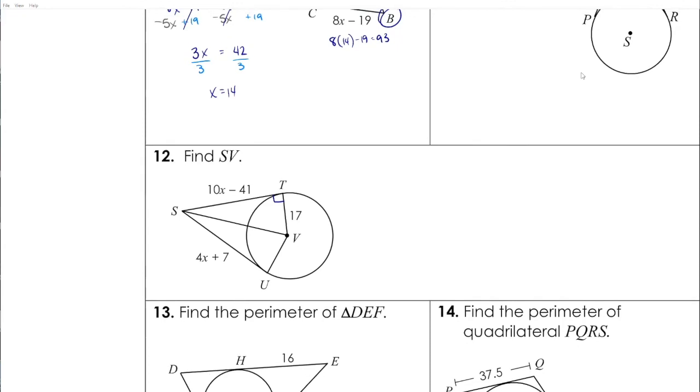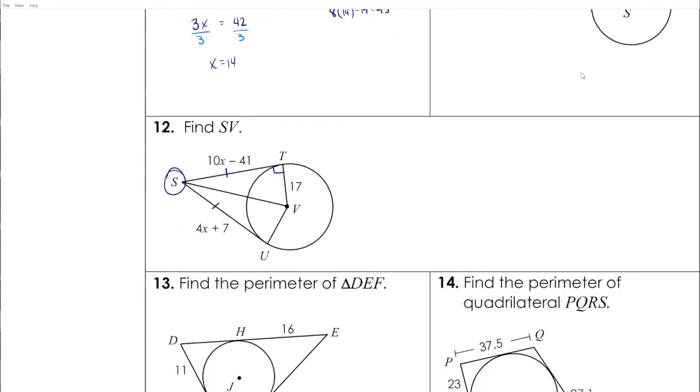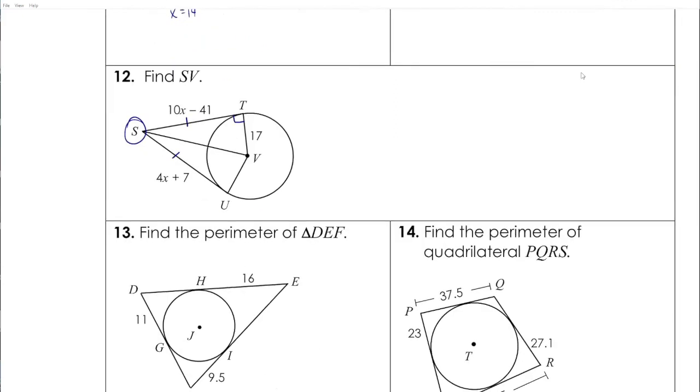So we've got our common point S. We've got our two tangents, so we know that these guys are congruent. That's how we're going to solve for X. So 10x minus 41 equals 4x plus 7. Add 41 to both sides and subtract 4x from both sides. 10x minus 4x is 6x, and 7 plus 41 is 48. Divide both sides by 6 now. So x is 8. That's great.